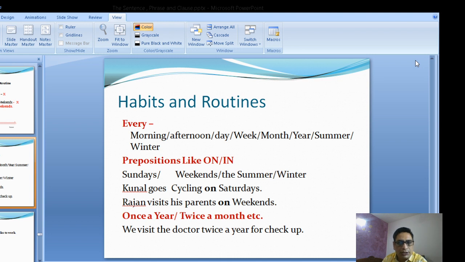But because it's a 6 monthly visit and it is not missed, the next part comes into play where we say once a year, twice a month, thrice a week. All these phrases we can use to denote it's a habit. So I guess now habits or routine, you now have a clear understanding of the fact that every, on and in, and then once in a year, twice a year, all these things are used. Let's go to the next slide.